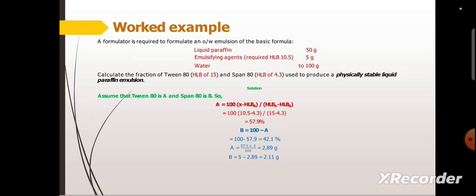For B, the formula is 100 minus A. A came out as 57.9%, so 100 minus 57.9 equals 42.1. So our B is 42.1. And how do we calculate A and B in grams? A is 57.9 times 5 divided by 100, which equals 2.89 grams.